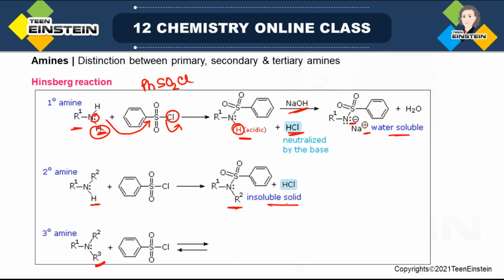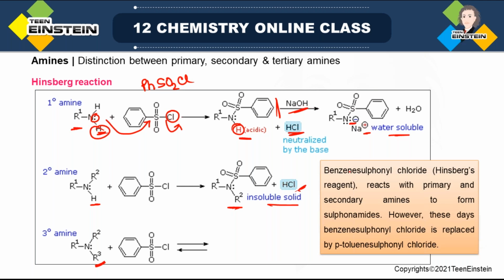In the previous case, you can further continue the reaction. If you add NaOH and you get some salt which is water soluble, it proves it is 1°. But if in the first step, before addition of NaOH, you get an insoluble solid along with HCl, that means it is 2°, and in case of 3°, there is actually no reaction.